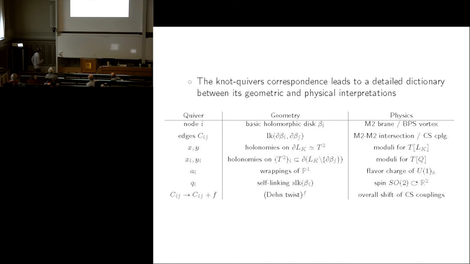And last but not least, we do find, through this chain of dualities, we're able to write down a fairly detailed dictionary between the geometric and physical objects that appear in the knot-quiver correspondence. And we believe that there's much more to do now, using this dictionary in extracting interesting consequences both on the mathematical and the physical side through this knowledge. So I guess I'll stop here. Thank you very much.